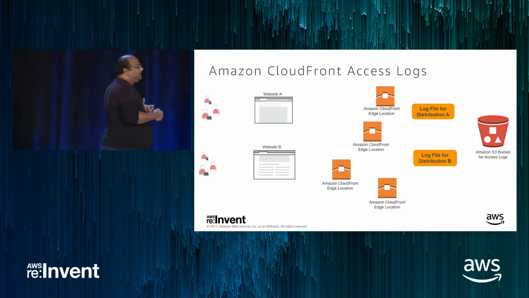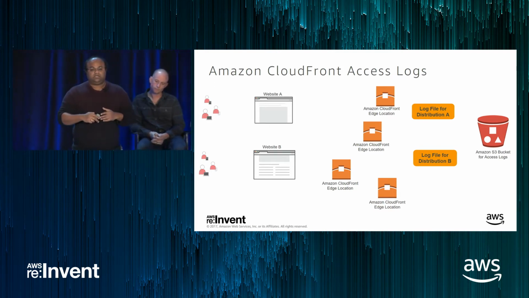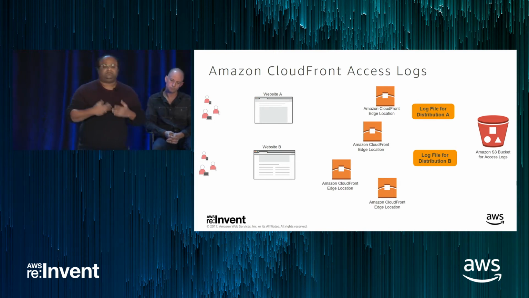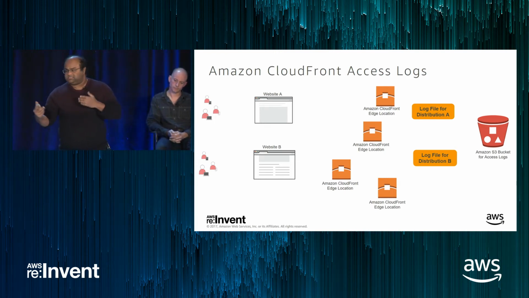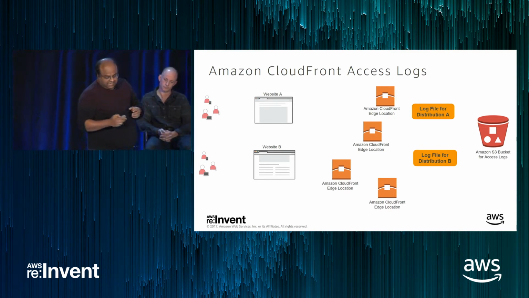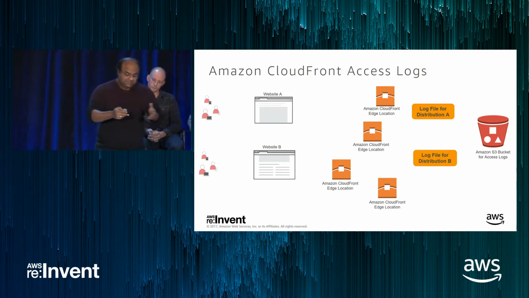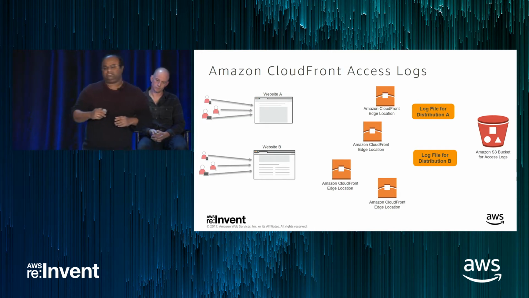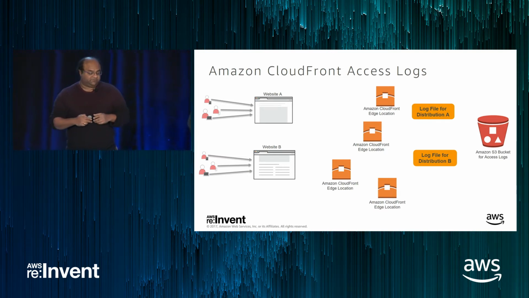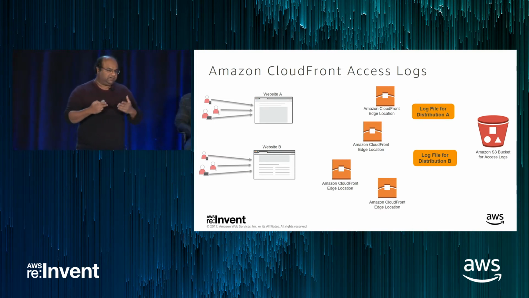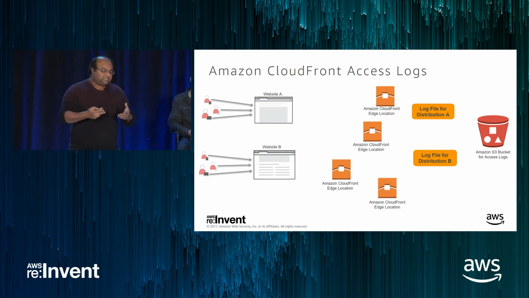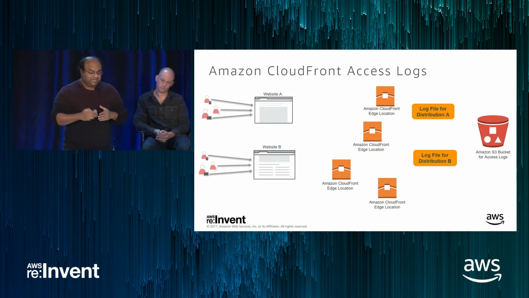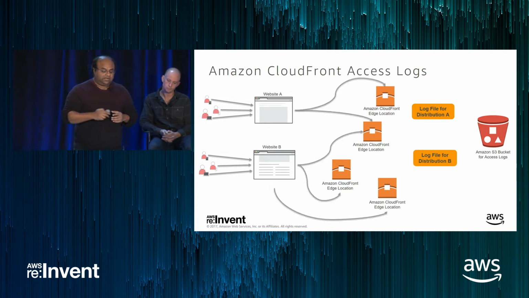So let's dive a little bit into how the access logs are being delivered to your S3 bucket. This is important for your analysis on how you want to analyze, so this is key. In this diagram, you see two websites, website A and website B, that you have configured on two different distributions. When a user sends a request to website A or website B, based on the URL and the DNS lookup, it's going to resolve to a particular edge location.